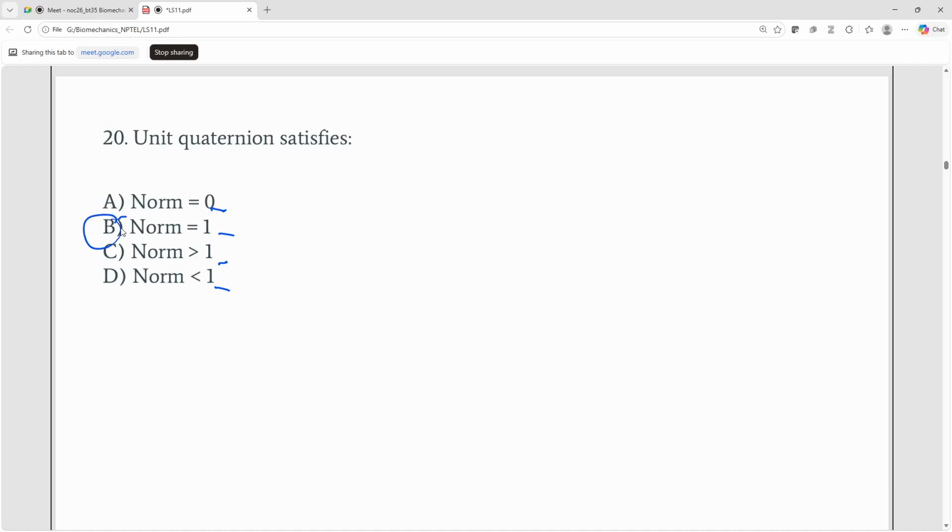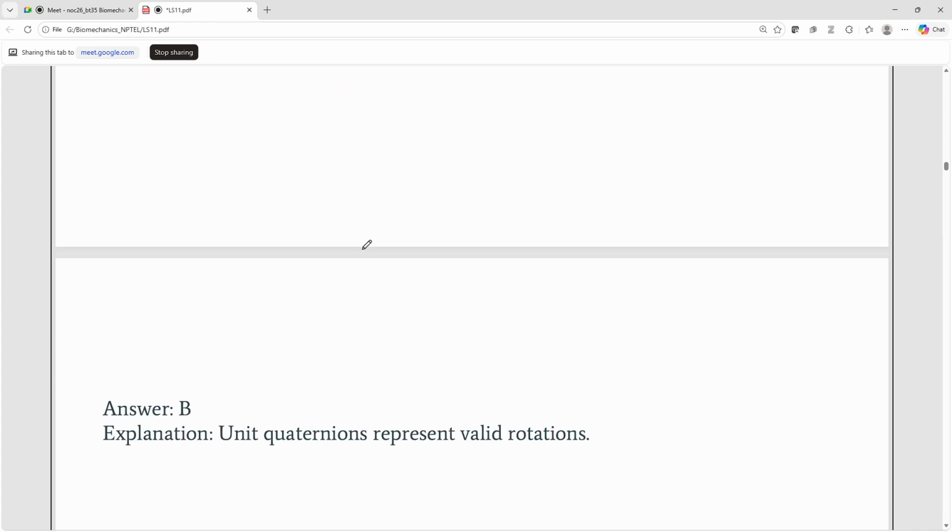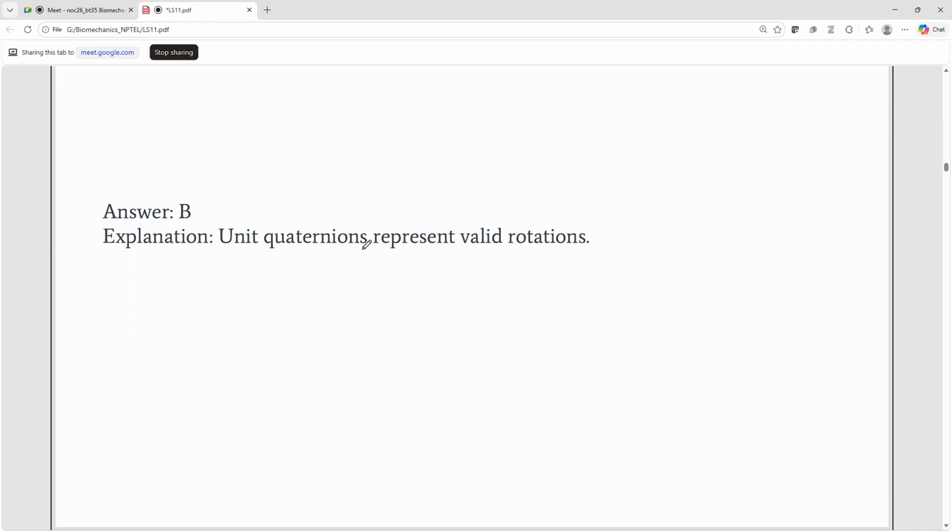Correct answer is option B. The norm is the squared sum of all the terms. So a unit quaternion is one that satisfies norm equal to 1. Correct answer is option B.